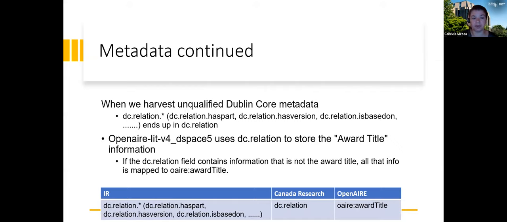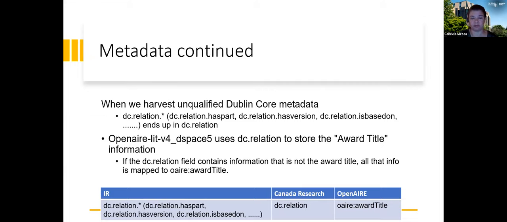Also, when we harvest unqualified Dublin Core metadata, all the information from the DC relation, which can be has part, has version, is based on, and so on, ends up in the DC relation field.